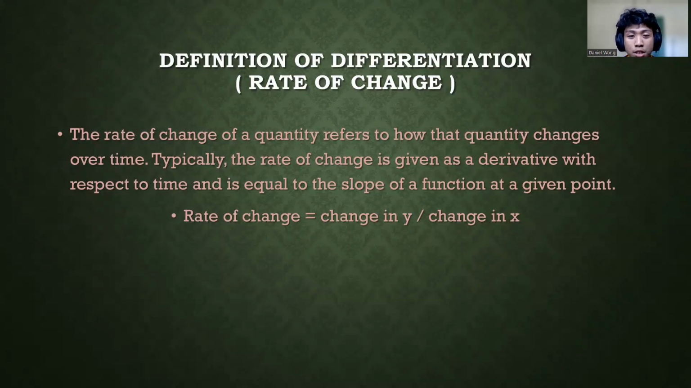Definition of differentiation, rate of change. The rate of change of a quantity refers to how that quantity changes over time. Typically, the rate of change is given as a derivative with respect to time and is equal to the slope of a function at a given point. For example, rate of change equals change in y per change in x.